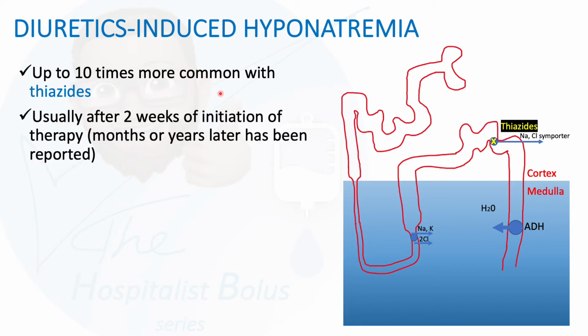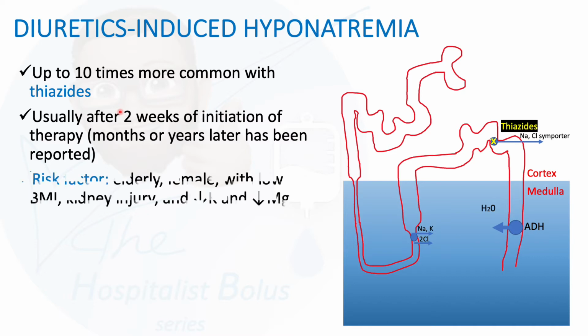And then it can happen anytime, mostly after 2 weeks of the use of the thiazides in patients with particular risk factors, as we will see. But it really can happen months or even sometimes after a year or two, has been reported in some cases. So just be mindful, look into the drug history more carefully, and ask about thiazides.